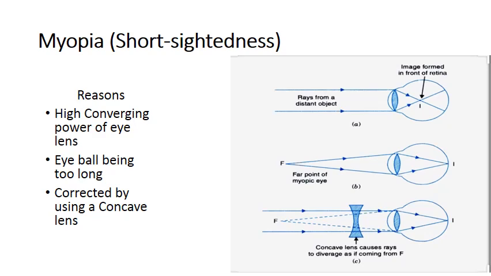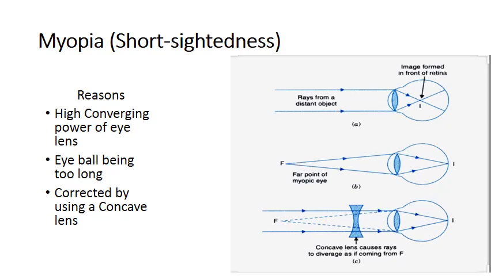The very first type of defect that we are going to discuss is myopia. Myopia is such a defect of the human eye in which it is able to see clearly the nearby objects, but it cannot see distinctly the far off objects. Means the objects which are located close to the eye can be seen distinctly, clearly, but those objects which are far off from the human eye cannot be seen distinctly.